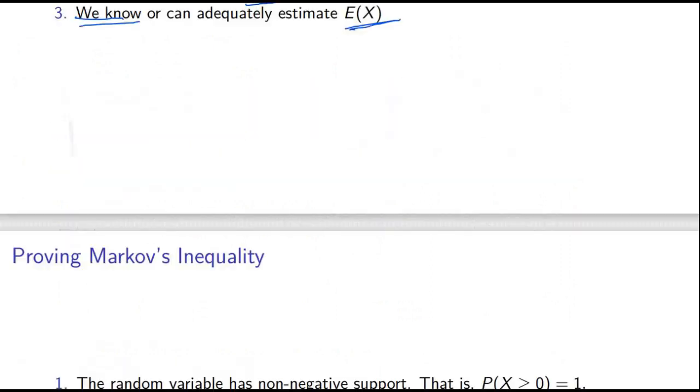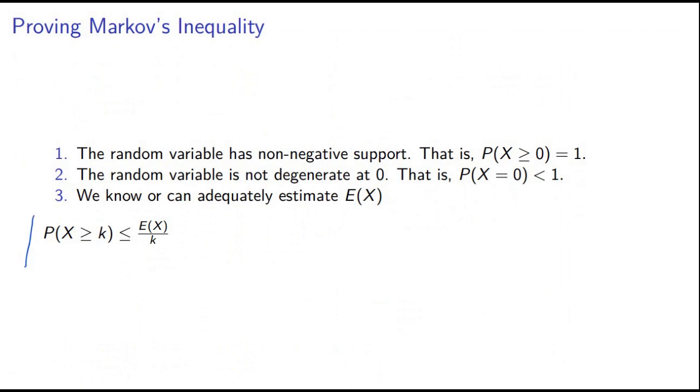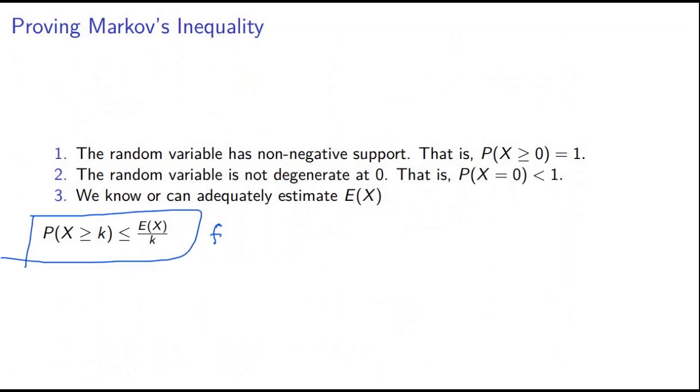Then we can say something about the probability of X exceeding some constant k greater than zero. That probability is less than or equal to, or is at most, the expected value of X divided by k. For an intuitive explanation, I recommend you go back and watch our video on the introduction of Markov's inequality. I'll put the link in the notes of this video.